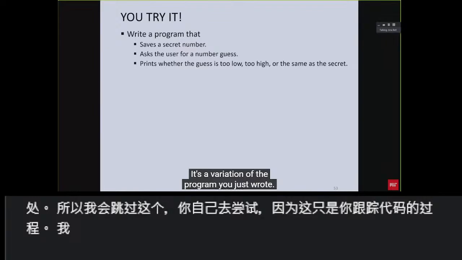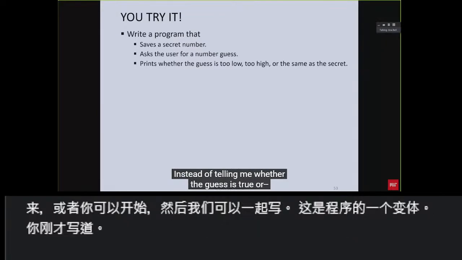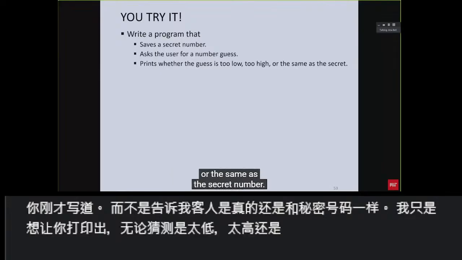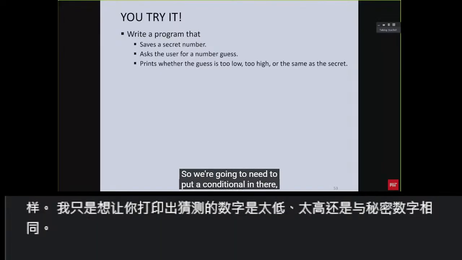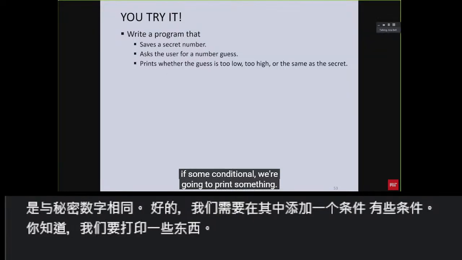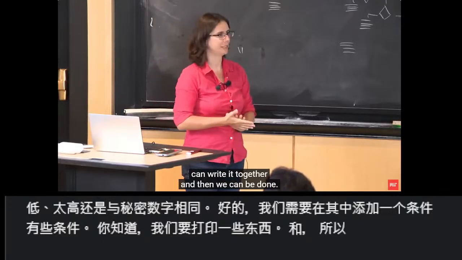It's a variation of the program you just wrote. Instead of telling me whether the guess is the same as the secret number, I just want you to print whether the guess is too low, too high, or the same as the secret number. Okay. So we're going to need to put a conditional in there. If some conditional, we're going to print something. So I'll give you about a minute, and then we can write it together, and then we can be done.